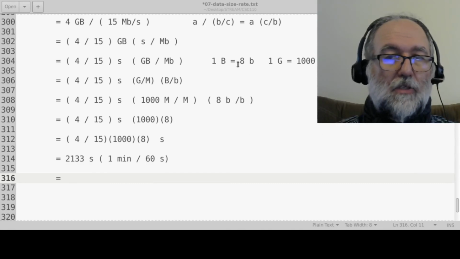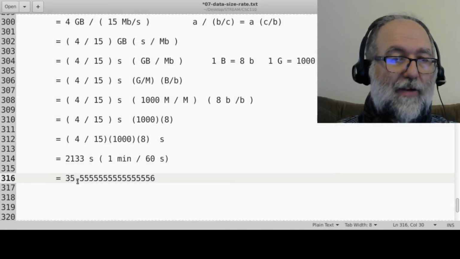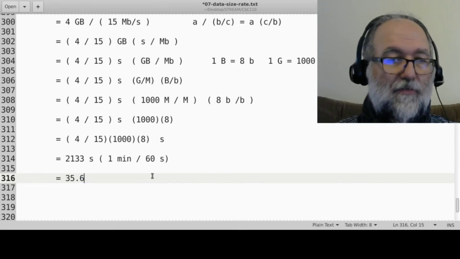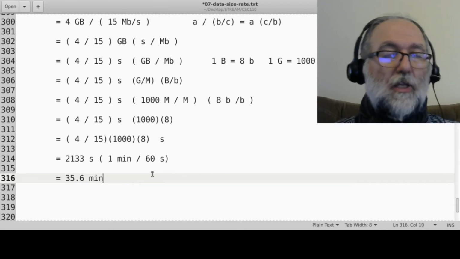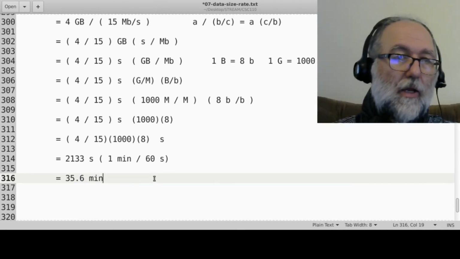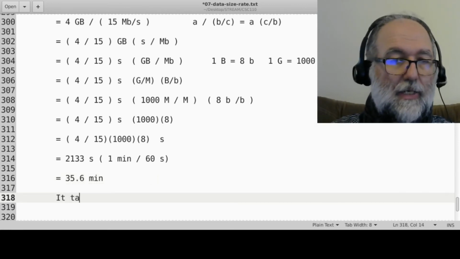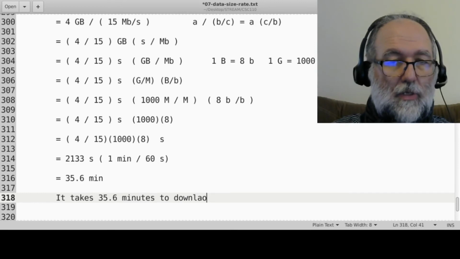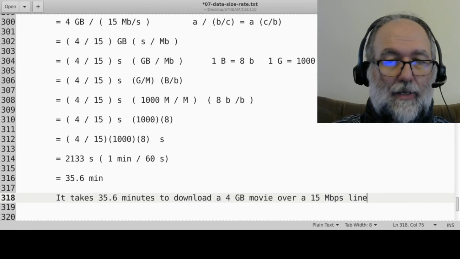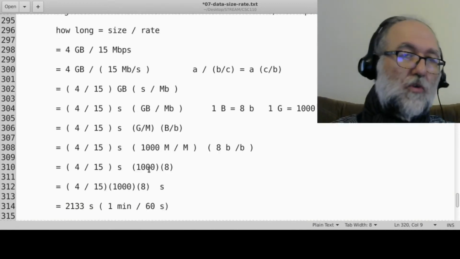And that gives me 35.6, let's round that off, 35.6 minutes. Okay, so a little over 30 minutes. So it takes 35.6 minutes to download a 4 gigabyte movie over a 15 megabit per second line. Okay, all right, so there we go.